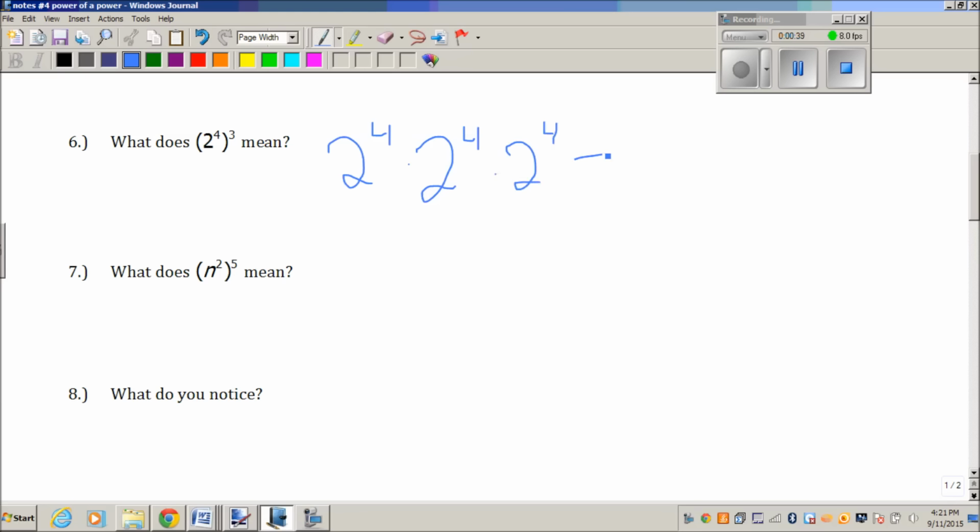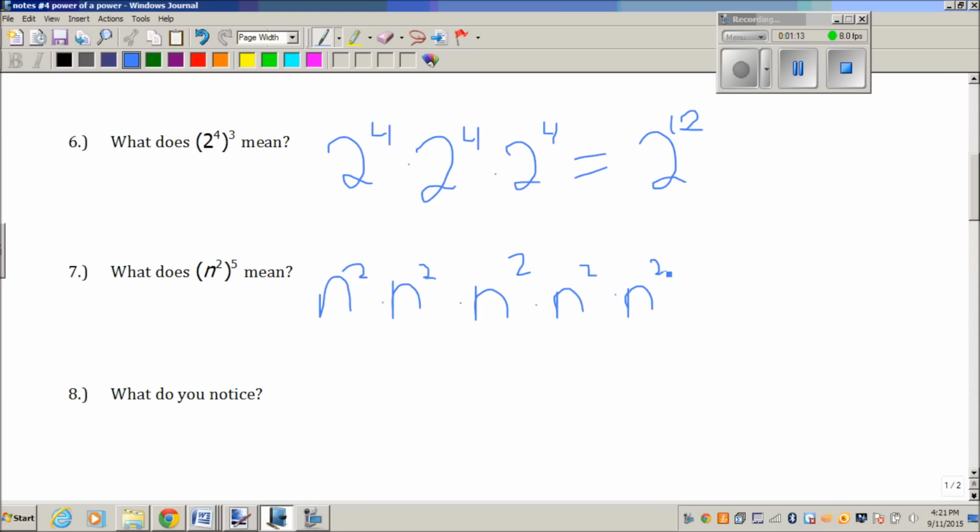Well, let's simplify this. We know that if you multiply like bases, you can add the exponents. These all have the same base of 2, so let's add the exponents. 4 plus 4 is 8, plus 4 is 12. So this is equivalent to 2 to the 12th power. Okay? Well, let's take a look at number 7. What does n squared raised to the 5th power mean? Well, it means we're going to do n squared multiplied to itself 5 times.